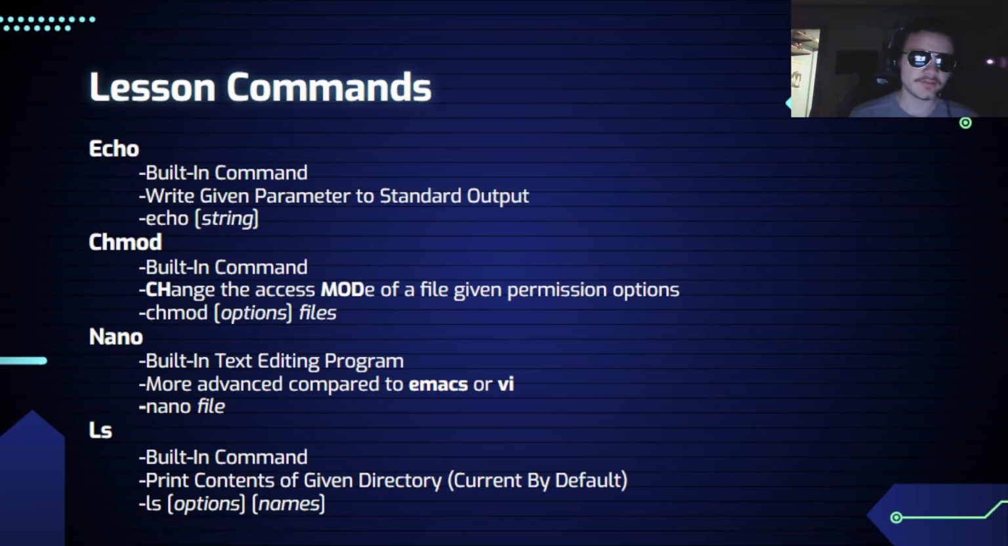Here in an example, we have chmod, the options, and the files or file name. And another command we'll be using is nano, which points to a built-in text editing program. And I would recommend using nano compared to other text editing command line software like Emacs or Vi, because it just has more features. The most common usage for this program will be nano and then the file name. And another basic command we'll be using here is ls. It is a built-in command, and it will print contents of a given directory, or if not specified, the current directory. You see there ls, options, and directory names.